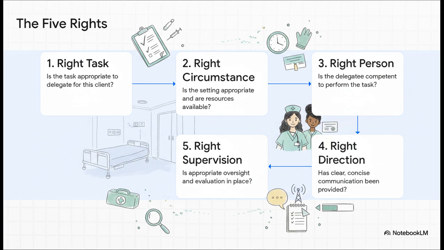This is not a suggestion box, okay? It's a non-negotiable checklist. For a delegation to be safe and correct, it has to hit all 5 of these points every single time. Let's break them down one by one.